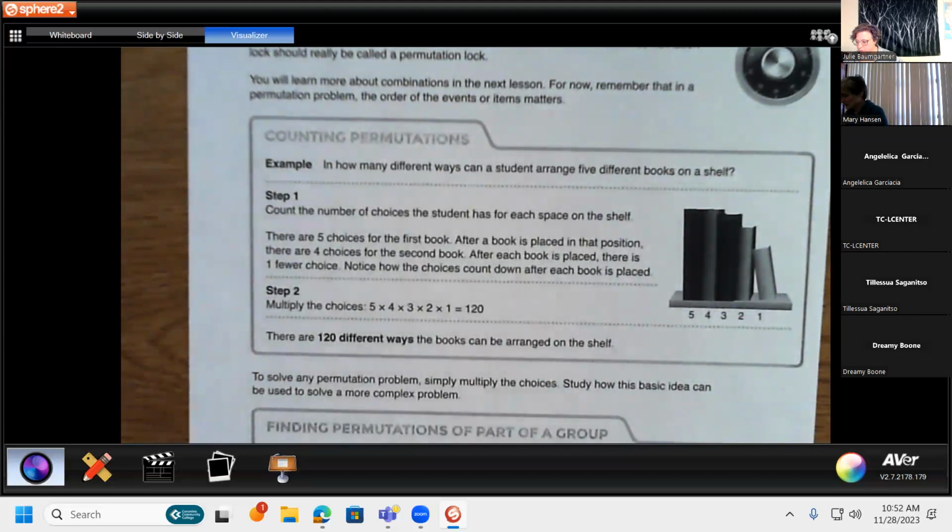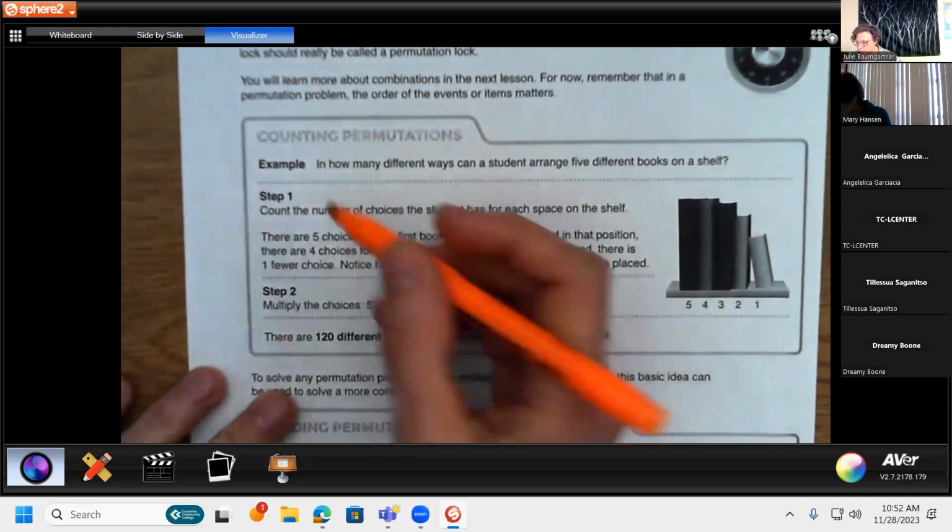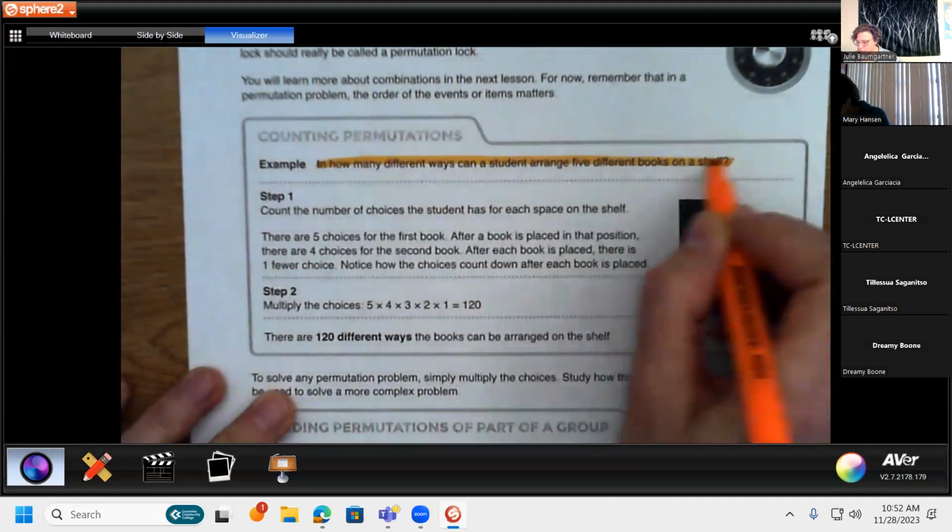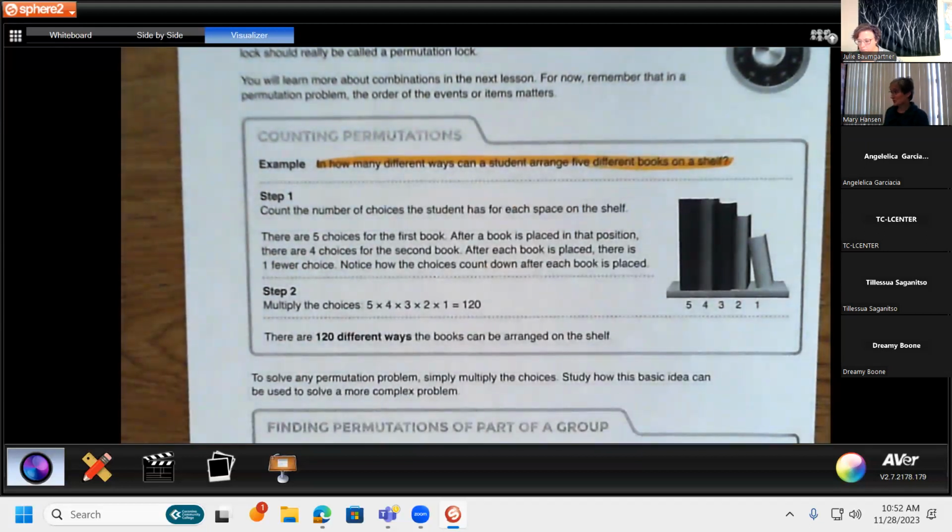So example 1 says, how many different ways can a student arrange 5 different books on a shelf? Now, if it was 4 books, we already know the answer. Remember, it's 24. But now we have 5, and we've got a lot more. If we were to diagram it out, that diagram is going to get bigger and bigger. Every time we add 1 book, it adds a lot.